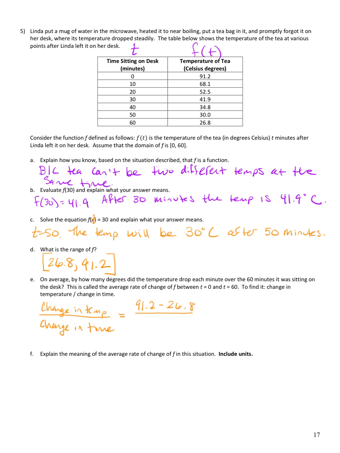So to figure out the temperature change, like by how many degrees did it cool, we just subtract 91.2 minus 26.8, and that's 64.4 degrees. It cooled by 64.4 degrees. Okay, and then in the denominator, we put the change in time. How long did it take to cool that much? 60 minutes.